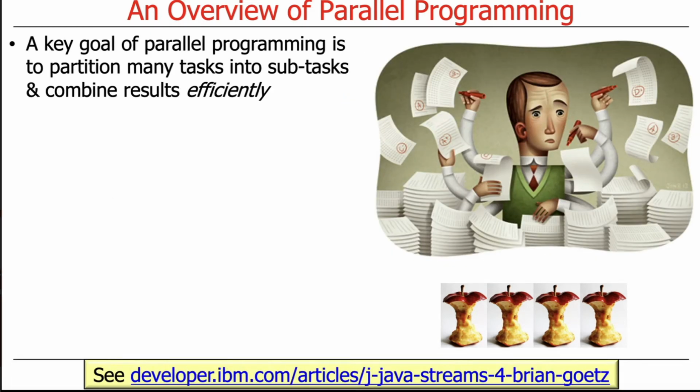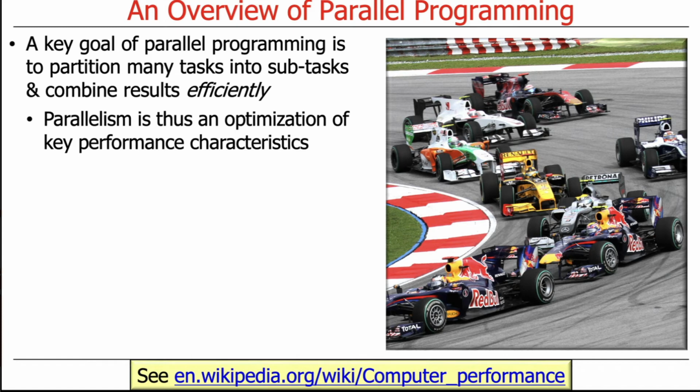A key goal of parallel programming in general, be it Java or something else like Fortran, is to partition many tasks into subtasks and to combine all the results of the subtasks efficiently. Because what's the point? If you're not going to make it efficient, why go to all this trouble? So parallelism can be thought of as an optimization of key performance characteristics. We're trying to make things run faster, and we typically want to have multiple things run faster.